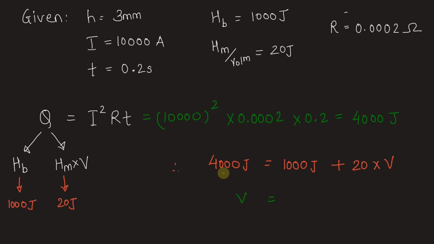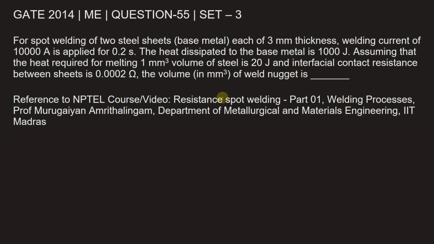After rearranging, we get the volume of weld nugget V is equal to 4000 minus 1000, that is 3000, divided by 20. This gives us volume to be 150 millimeter cube, because this was in joule per millimeter cube. It was 20 joule of energy for unit volume, and that is why we get the unit of volume as millimeter cube. Let's go back and fill in the answer. Volume of weld nugget is 150 millimeter cube.